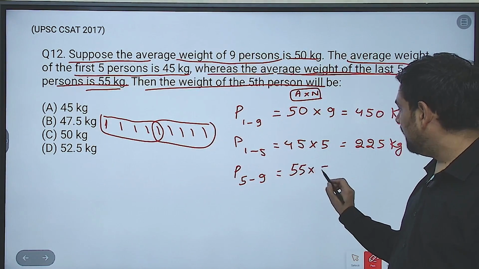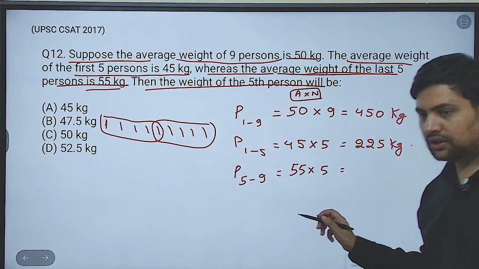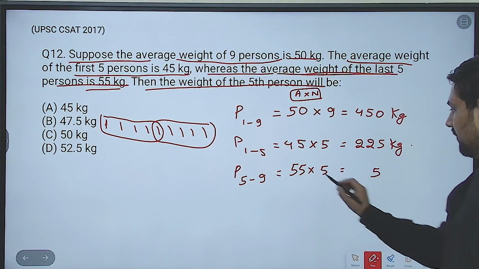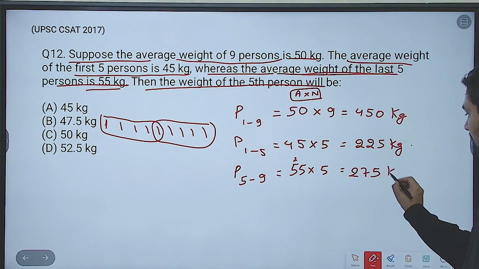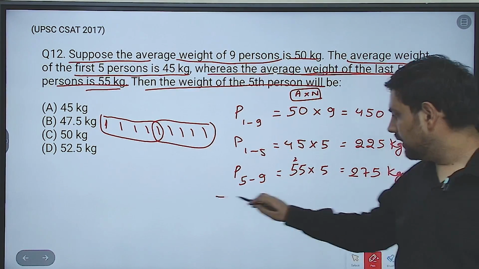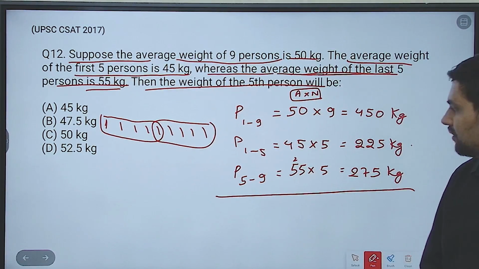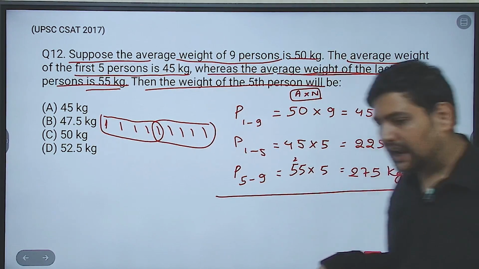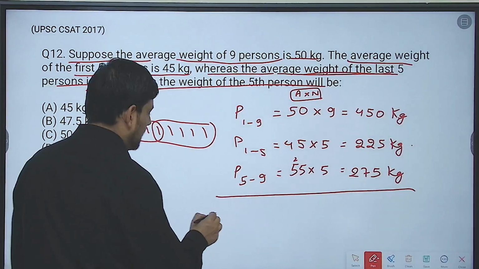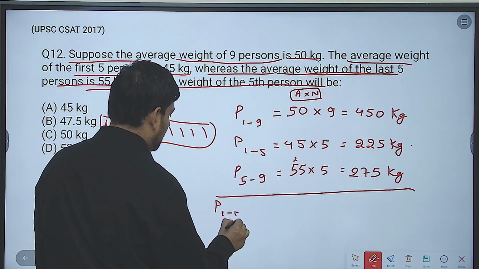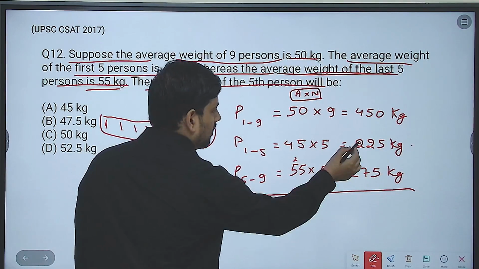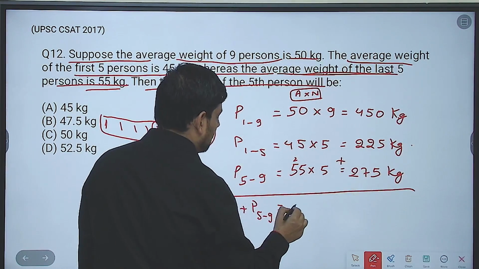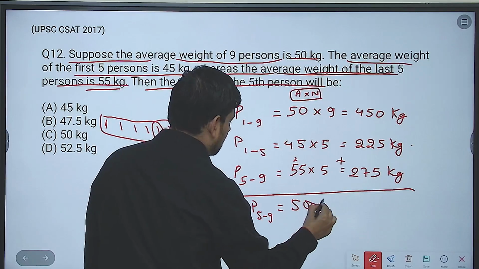Now, person 5 to 9, average weight is given as 55. So 55 into 5, this gives you what? 5 5 is 25, 5 here, 2 carry, 5 5 is 25, 275 kg. Then what you have to do? You just simply add them. So if you add them, you get P1 to 5 plus P5 to 9 is equal to 225 plus 275, which is 500 kg.